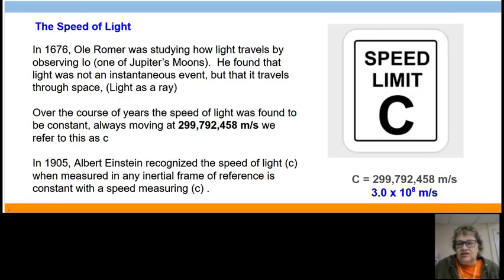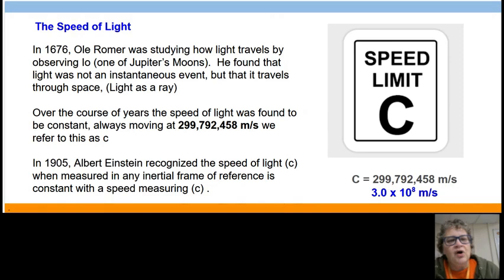Okay, so a little history about the speed of light. In 1676, Ole Romer was studying how light travels by observing Io, one of Jupiter's moons. So he was exploring how the light traveled from Io to the Earth. And he found that light was not an instantaneous event, but that it travels through space, like a light ray.